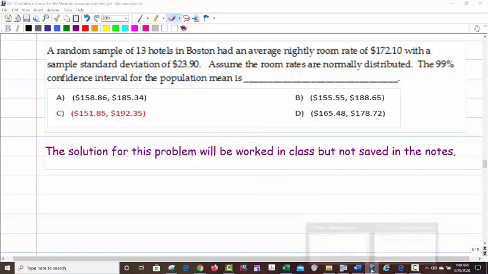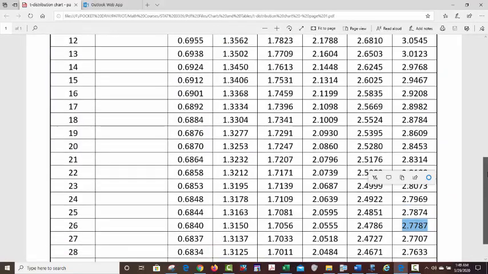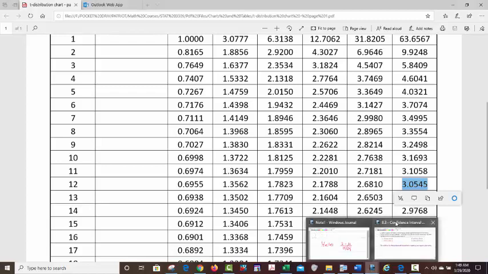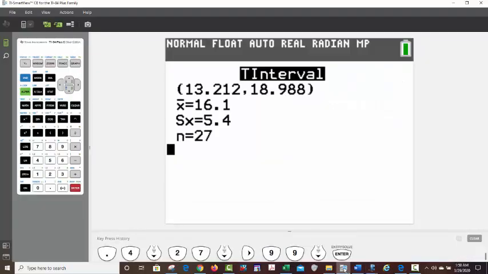If you are using the formula instead of the calculator, I want to show you the critical value. Look at 99% far right, 12 degrees of freedom. You'll use 3.0545 as your critical t value in that formula. Every other number is given in the problem, so this would be a good one to practice. The homework and the online homework will do it too. But let's put it in the calculator real quick and see what we got.